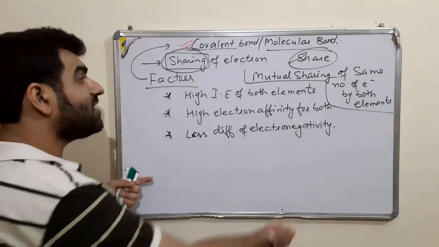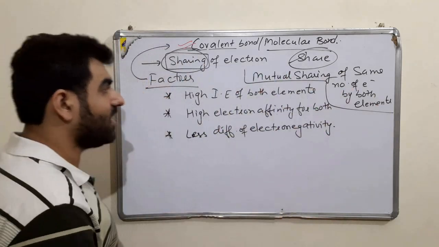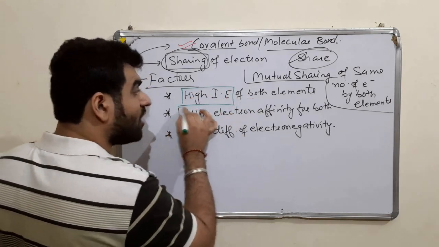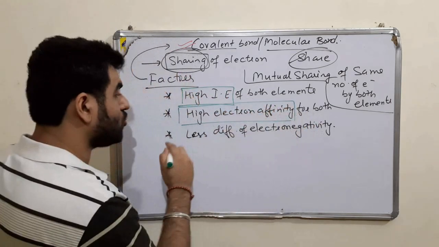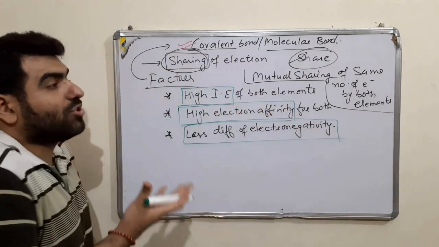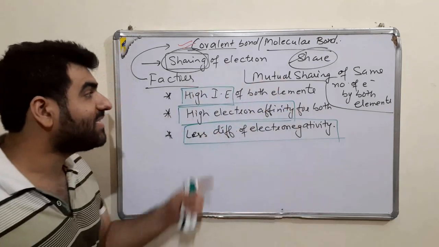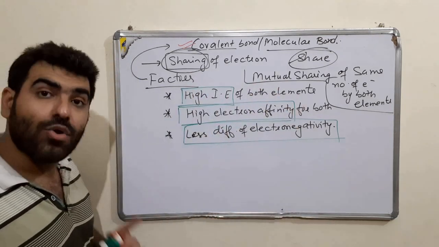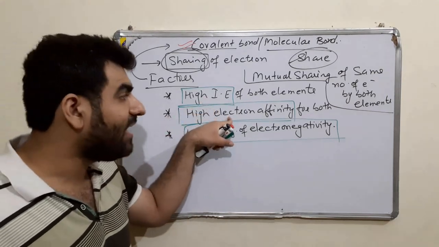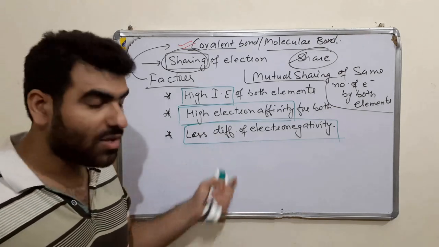Alright. Now, just have a look over these properties. Ionization energy is very high. Electron affinity is very high between those two elements. The difference of electronegativity is less or almost negligible. It means that all of these properties are satisfied by non-metals. Non-metals have high ionization energy and high electron affinity. The difference of electronegativity is very less.